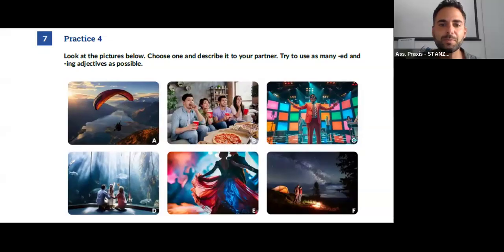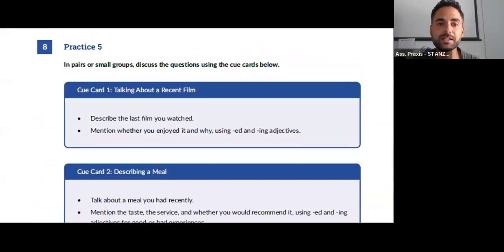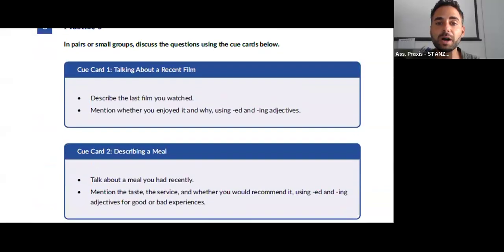Now, you might want to choose your own picture now and try to describe it by using the adjectives we looked at before. There are some extra activities here that you might want to try as well.